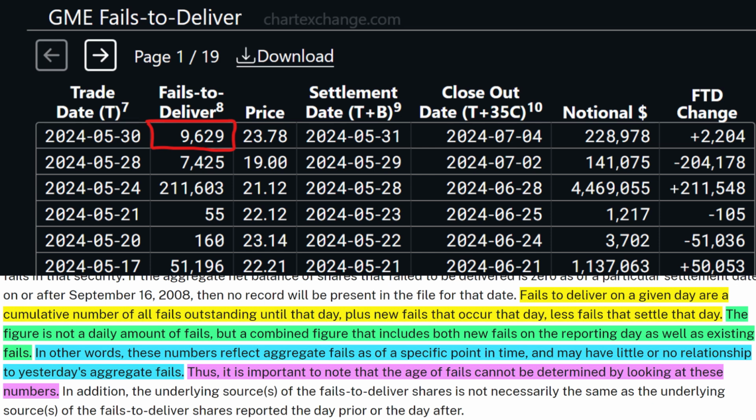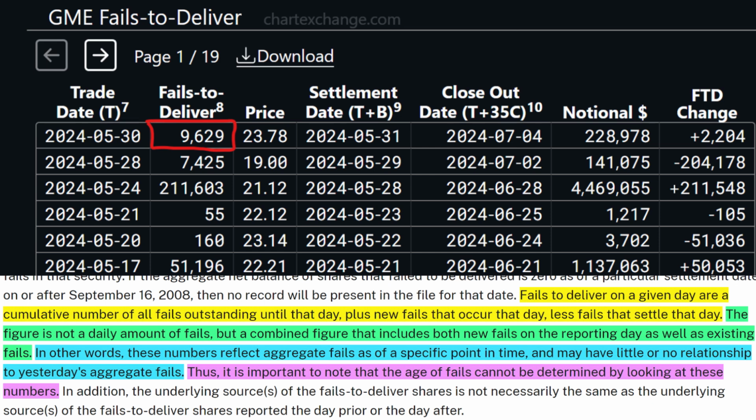And then way off to the far right, you can see the FTD change, where new fails happened or fails were resolved on a daily basis. So every day we get a new number. And at the end of the reporting date, we get the final number for that cycle. So on 5/30/2024, the total fails for GameStop were 9,629. Under no circumstance would we ever add up everything in that column.